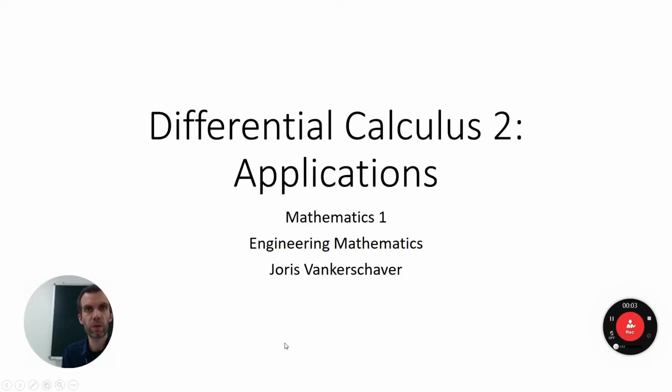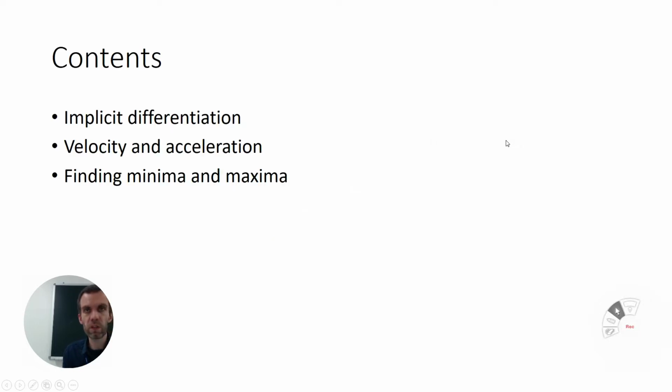Hi everybody, so in this next part we're going to continue with our exploration of differential calculus and we'll cover some applications. In particular, what we're going to look at first of all is a trick known as implicit differentiation. This is if you cannot compute the derivative explicitly but you have a relation between x and y.